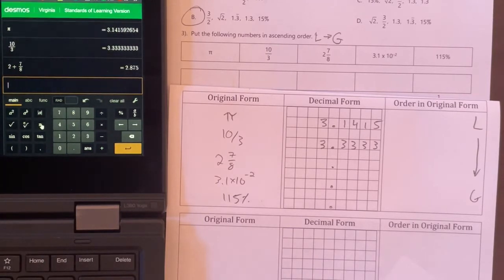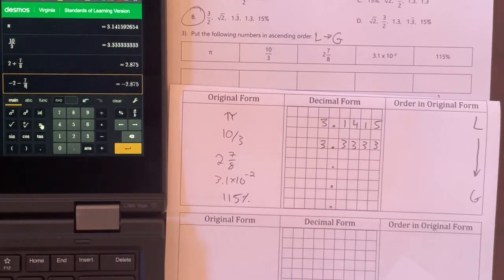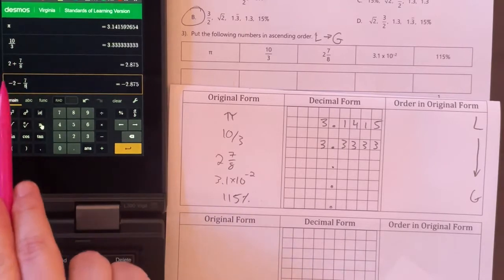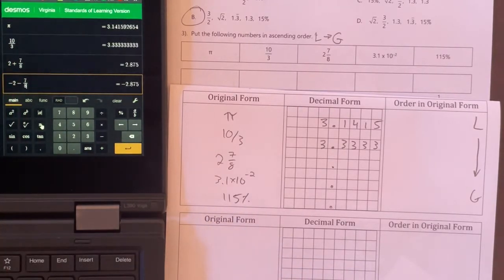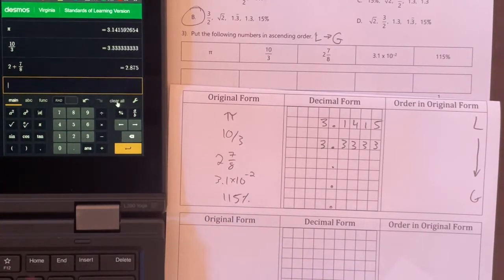A question that comes up, what happens, Mr. Shank, if that is a negative number? Well, you have to make sure that both of these are negative. So I'd have to say -2 minus 7/8. Again, you would see that, hey, that's a negative 2.875. Just be mindful of that when you're using that Desmos calculator. You have to be very careful of what you are typing in.